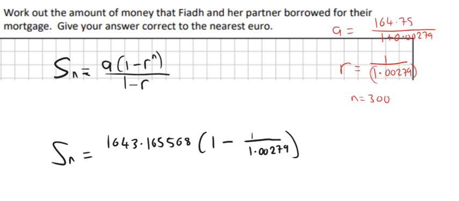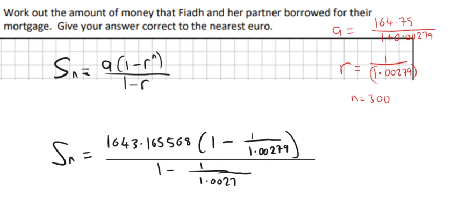These are exceptionally awkward in this one, so just be really careful, be nice and neat with what you're doing. And then same thing again, 1 minus 1 over 1.00279. That should be to the power of 300 as well. So try to sneak that in there.